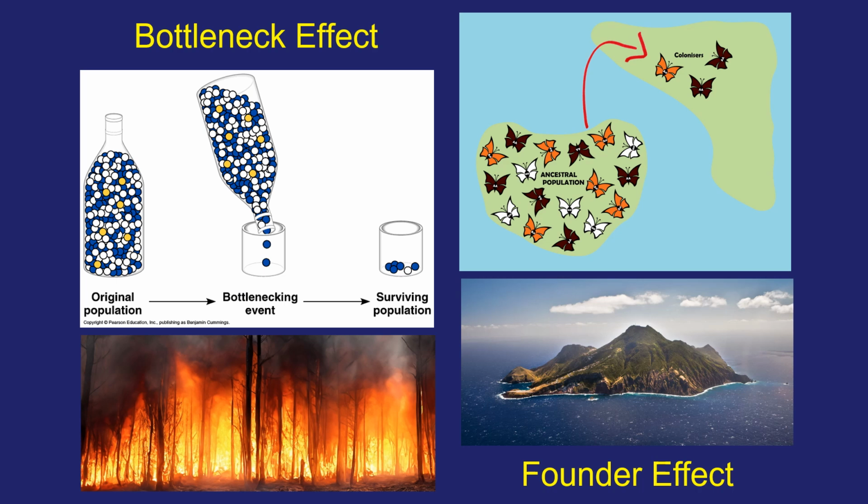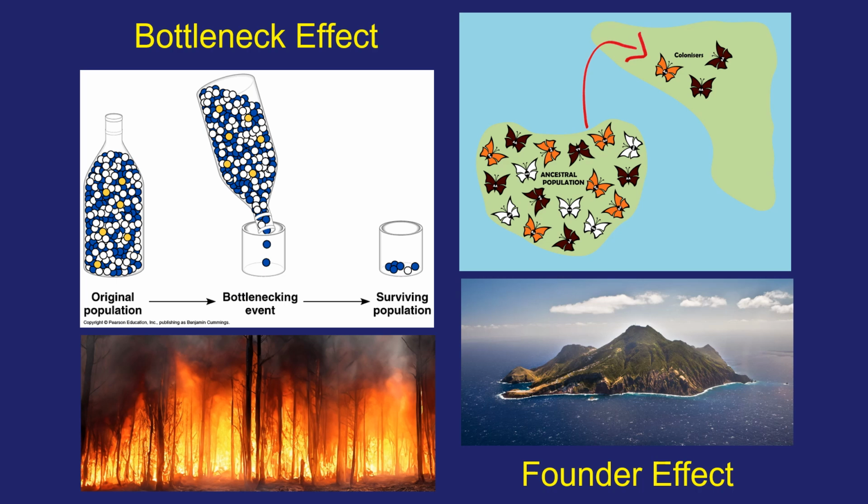The bottleneck effect is where we have a population that experiences a catastrophe of some sort. So we have a disease coming through, we have a forest fire coming through perhaps, and killing off most of the population. So maybe we have cute little bunny rabbits and a forest fire comes through and 95% of them are wiped out. It wouldn't be too crazy to expect those 5%, the remaining rabbits, to not necessarily represent all the diversity we saw in the original population.